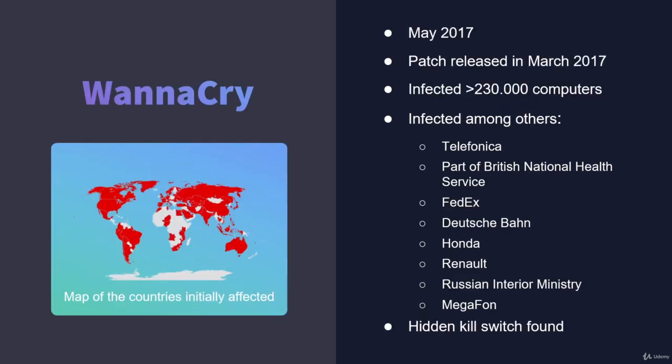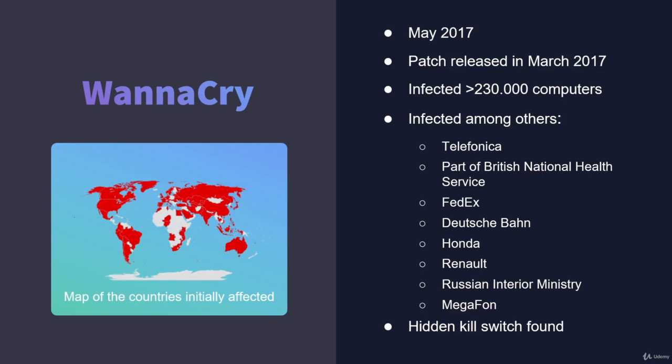Let's have a quick look at a concrete example of ransomware. WannaCry is an encrypting ransomware which was first discovered in May 2017. It spread through the internet using an exploit named Eternal Blue, which targeted Windows operating systems. The Eternal Blue exploit was allegedly leaked from the US National Security Agency.